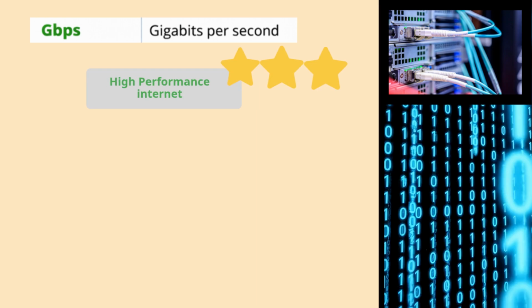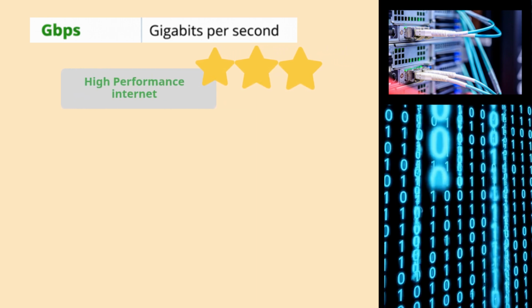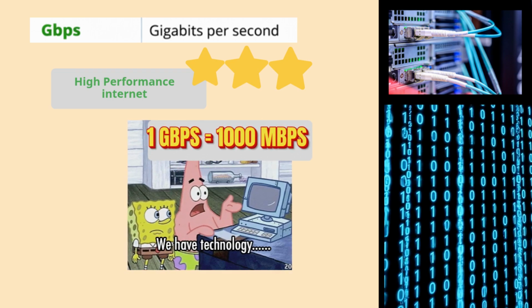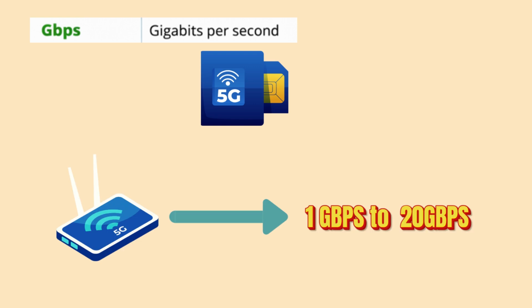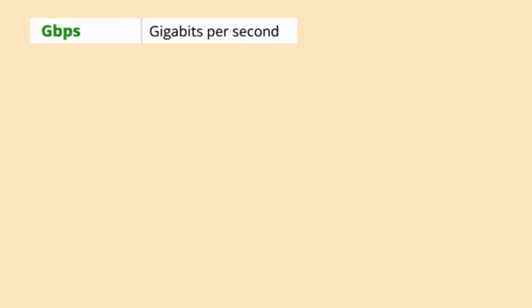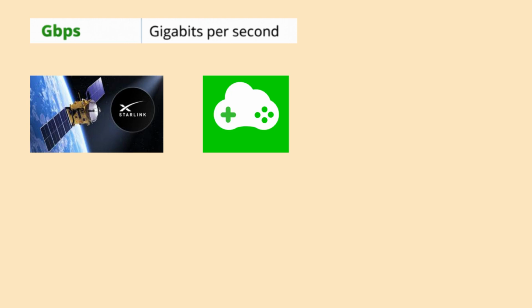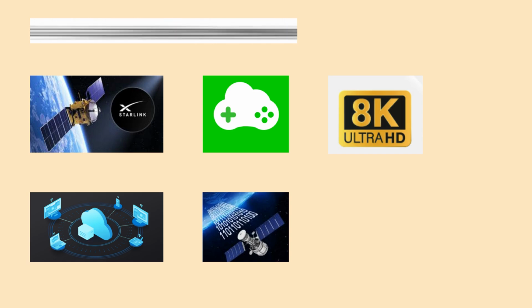Next is gigabits per second. This level of speed marks a major step into high-performance internet. 1 gigabit per second equals 1,000 megabits per second. When 5G was introduced, internet speed reached from 1 gigabit per second to 20 gigabits per second, making things like Starlink internet, real-time cloud gaming, 8K streaming, remote computing, and space data transfer actually possible.